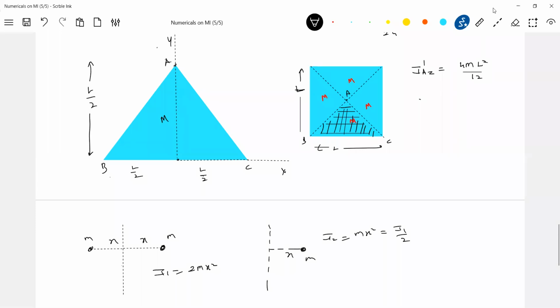Here what will happen? This triangle is 1/4 of the square plate. So what is the moment of inertia of the square plate? We know I_AZ dash is equal to 4mL square by 12. Now I want I_AZ directly. So I_AZ should be equal to 1/4 of I_AZ dash, which is 4mL square by 12. So mL square by 12. Sorry, this is 6.